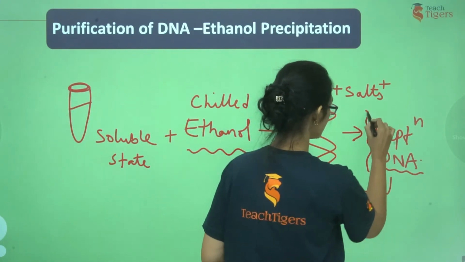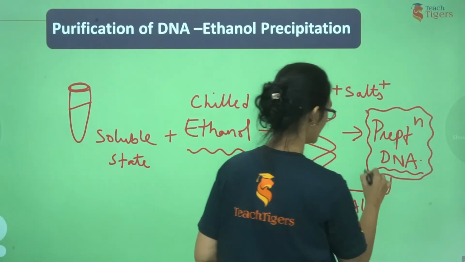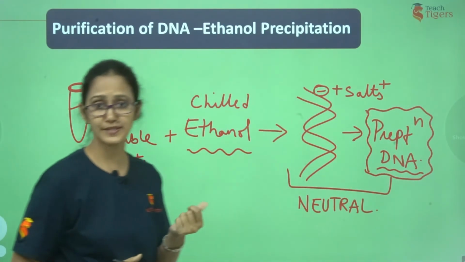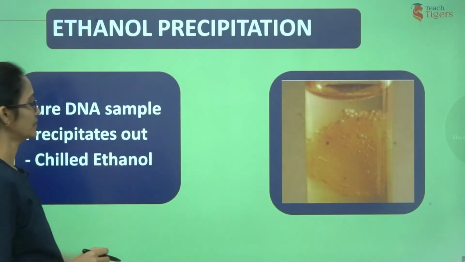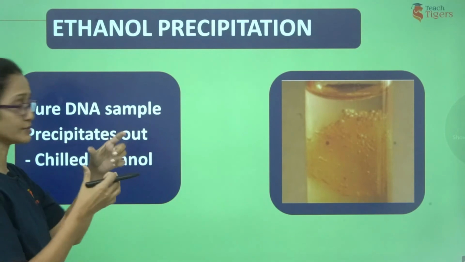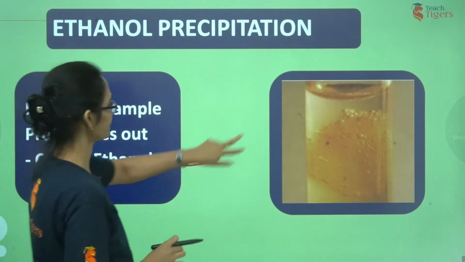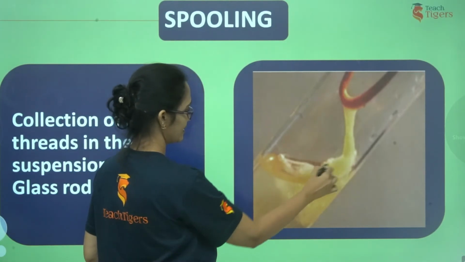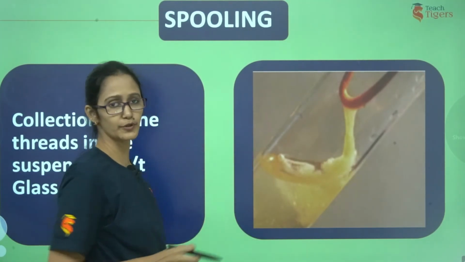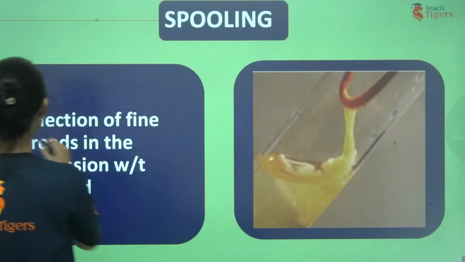Now you can see visibly, as soon as you add ethanol, you can see the white precipitate of DNA, just like this image. So this is how the ethanol is added through the walls of the test tube. And this is the white mass of DNA along with some amount of protein in it. Now the collection of these fine threads.